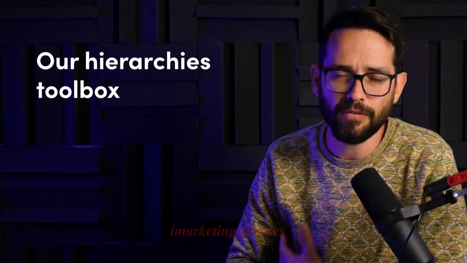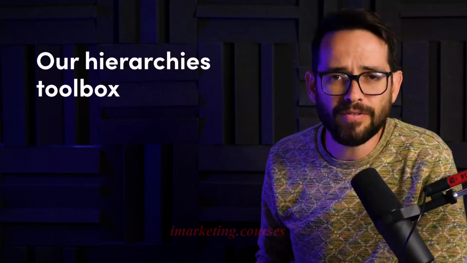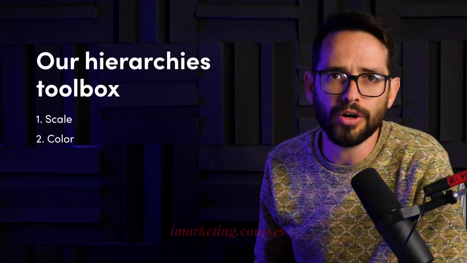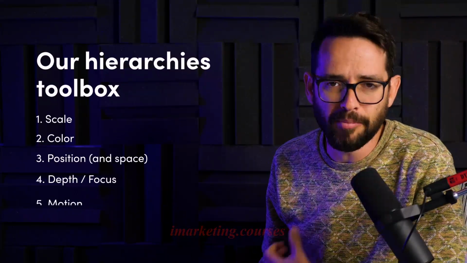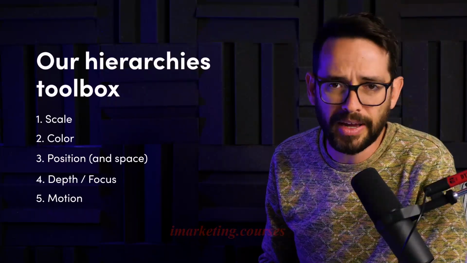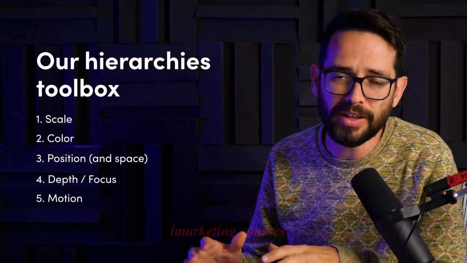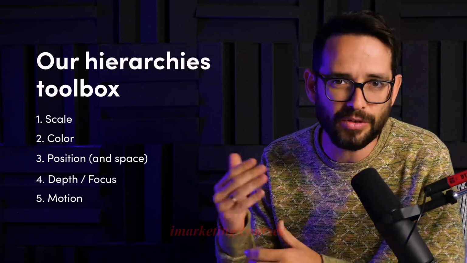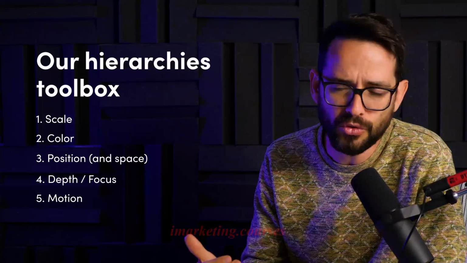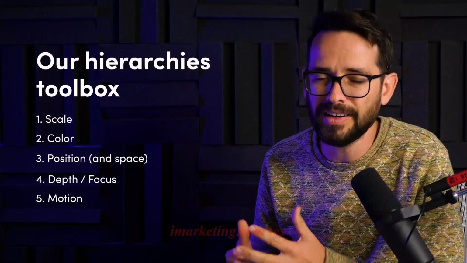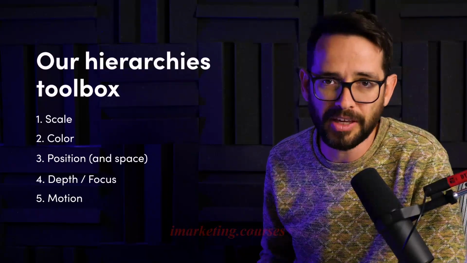Okay, so let's talk about the toolbox of hierarchy. We have 5 different tools that we can use to create hierarchies. We have scale, color, position, depth, and motion. Now let's dive into each of them and see how they come into play and how we can use them. I'm going to discuss each of them separately right now so that you can learn how to use them. But in real life, and we'll see this later on, they're usually in a combination. They're all coming into play together.